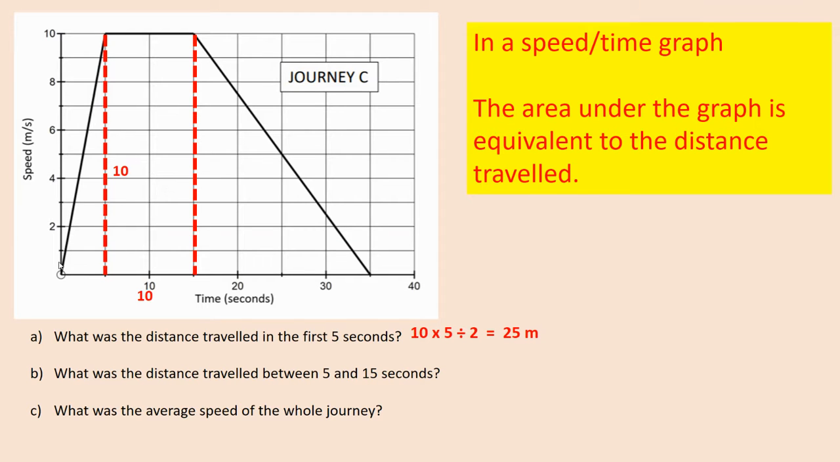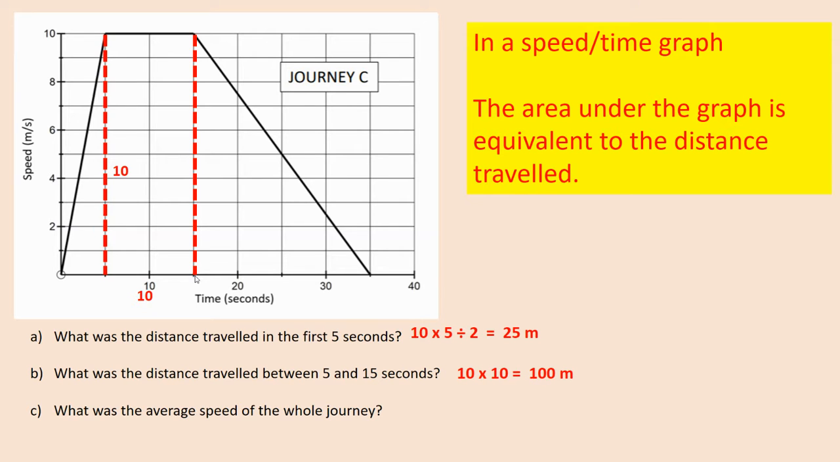If we then look at part B, so what was the distance travelled between 5 and 15 seconds? Again, that's my highlighted section there. This time I've got a rectangle with a height of 10 and a width of 10. Just be careful that the width is still from 5 to 15, so that's where it's coming from. And therefore a rectangle was just base times height, so 10 times 10 giving me 100 metres travelled.